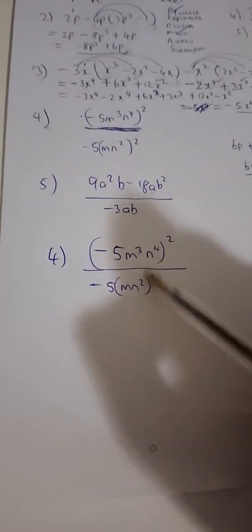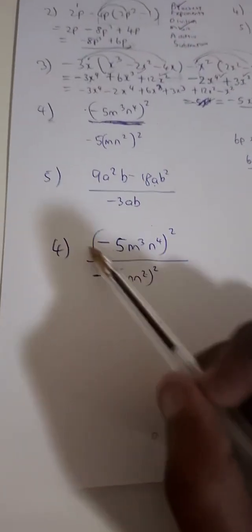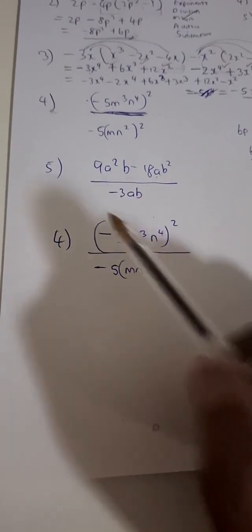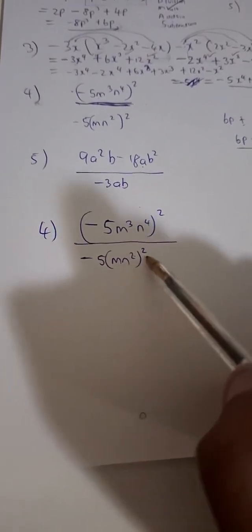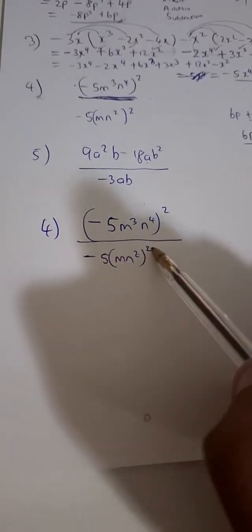Look at this problem. We are now dealing with division. But look at the numerator: brackets, exponents, BEDMAS. We must deal with the numerator alone. Look at the denominator: -5 outside the bracket, there's exponents. We must deal with the denominator.